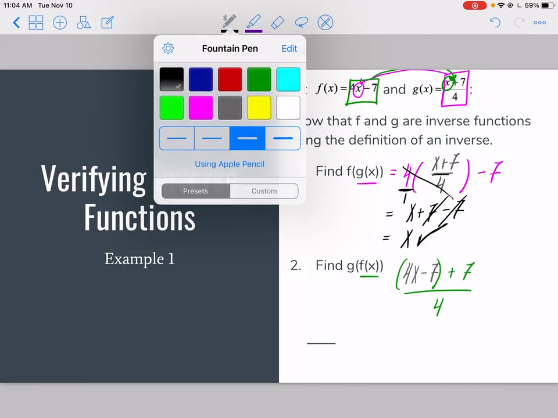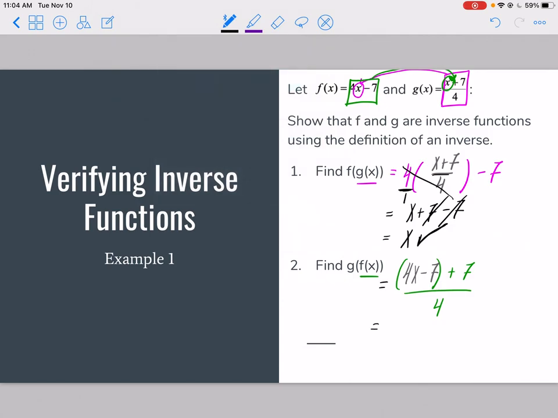Okay, then we would simplify the numerator. So we could get rid of this parentheses. The negative 7 minus 7 is going to go away. Then we're left with 4x divided by 4, and then that simplifies to x. All right, so here we do verify that both f of g of x and g of f of x give us x, which means they are inverses, and that would be our final answer.